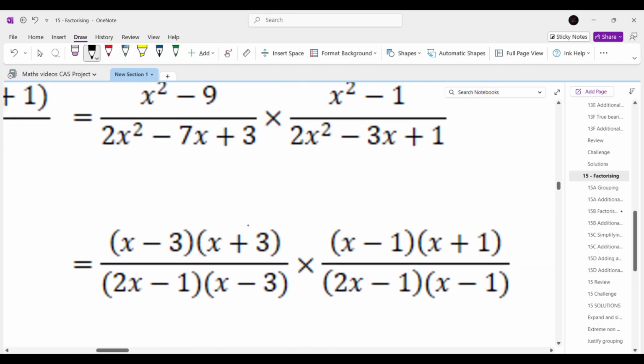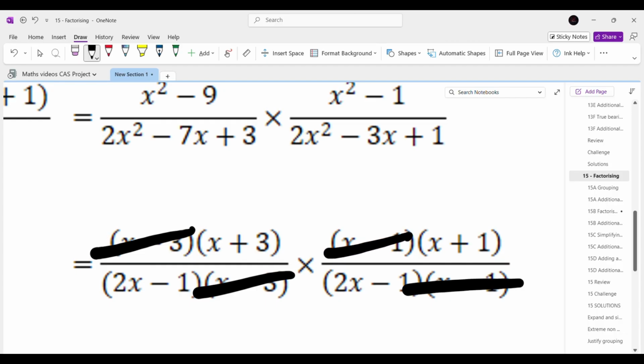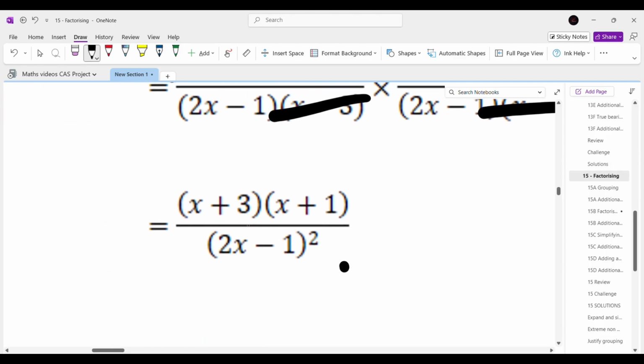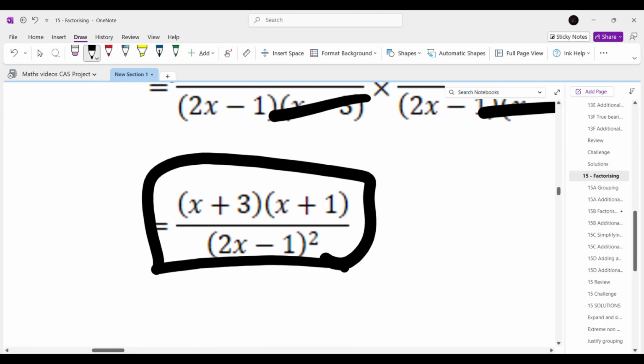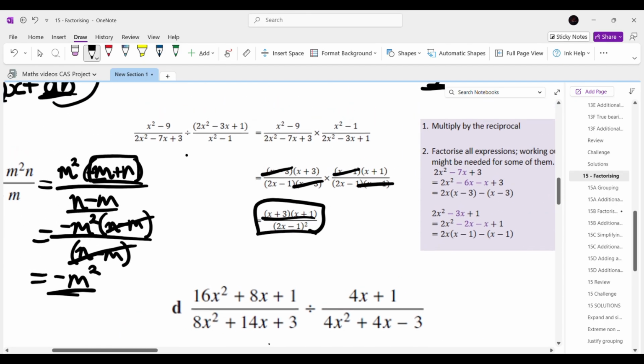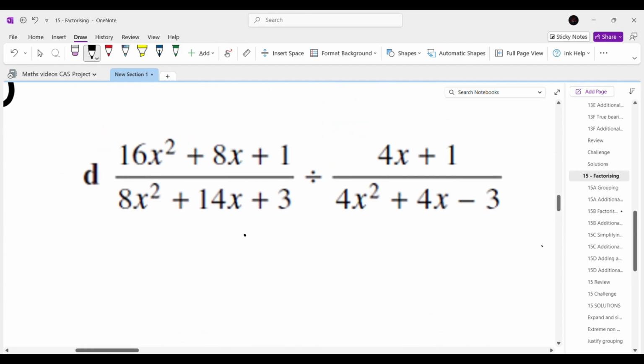So obviously they've done that here, and then they've taken the factors. You can see the factors that we have on the top and on the bottom. So x minus 3, we can take out x minus 1. What we end up with, look right here, is x plus 3 times x plus 1 on top over 2x minus 1 squared. Now let's try this on our own on an equation like this.